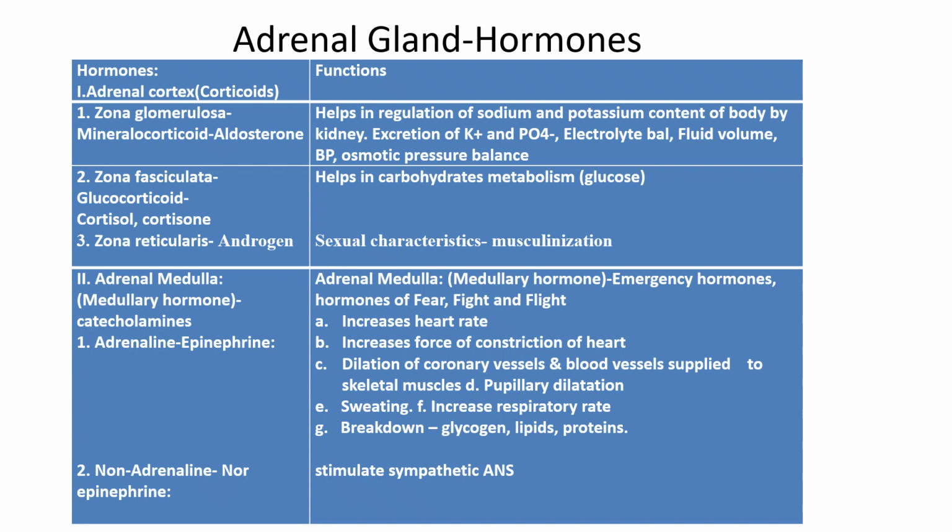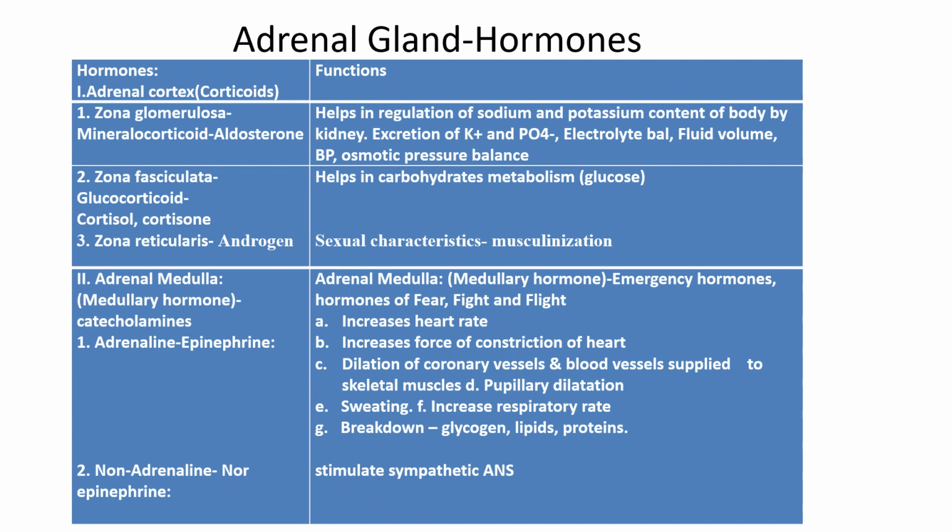Now the adrenal gland hormones. The outer cortex has 3 layers. The outermost layer, the zona glomerulosa, secretes mineralocorticoids, that is aldosterone, and it helps in regulation of minerals like sodium and potassium by the kidney, excretion of potassium and phosphate, electrolyte balance, fluid balance, blood pressure control, and osmotic pressure control.